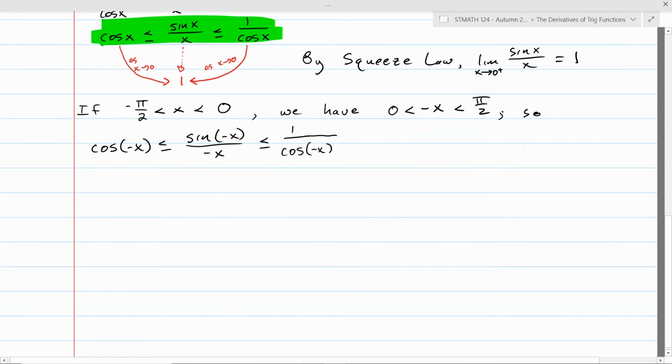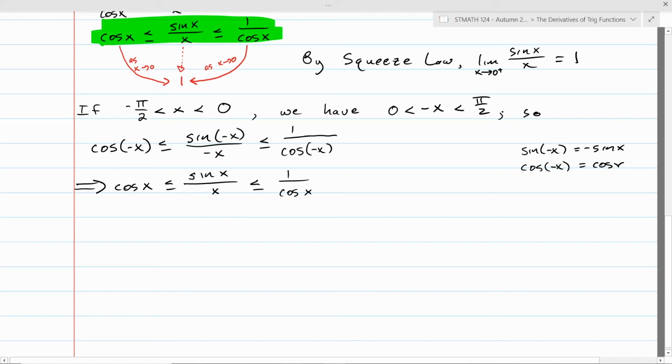But we have some identities that say things like sine of negative x is equal to negative sine of x. And we know that cosine of negative x is just equal to cosine of x. So that tells me that I still have that same inequality, cosine of x less than or equal to, well, that middle expression, you get negative sine of x over negative x, but then those negatives cancel, right? So I can just get rid of them. So the point is that the inequality that we did in green also works whenever x is negative.